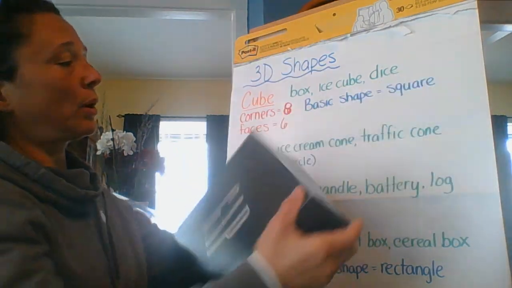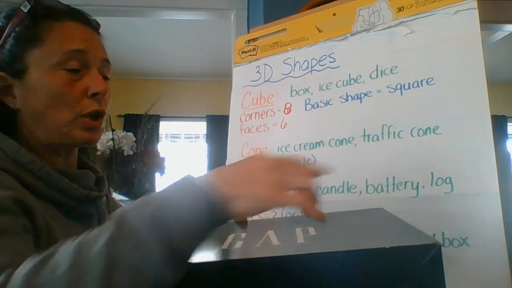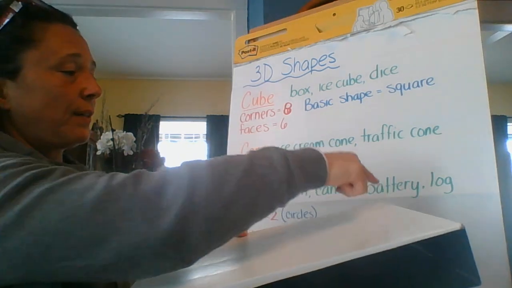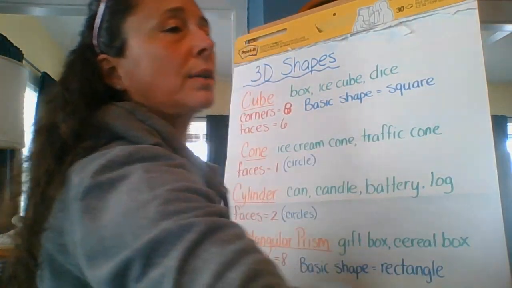Let's count the number of corners. If we put it this way, we count the corners on the top. 1, 2, 3, 4. Flip it over. 5, 6, 7, 8.